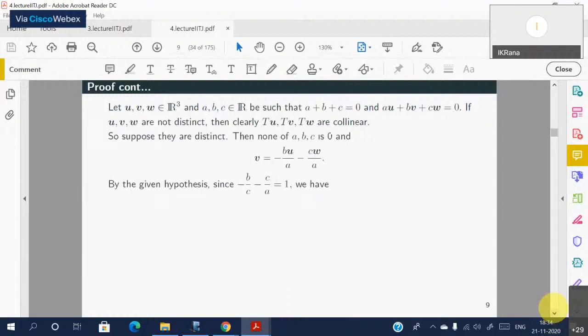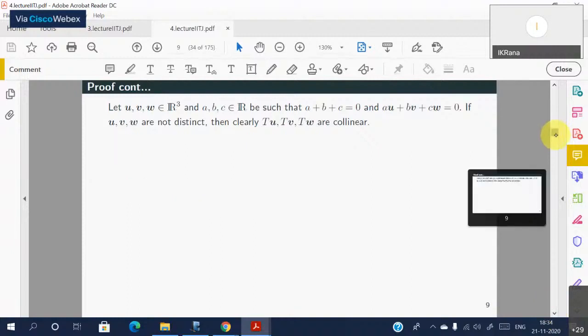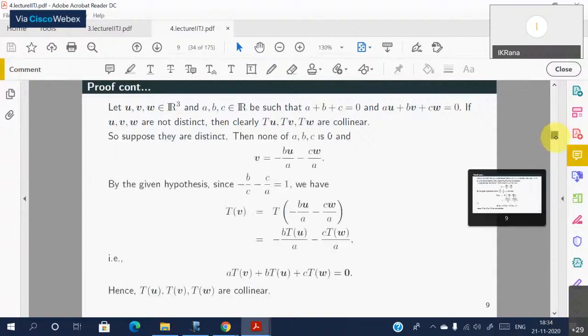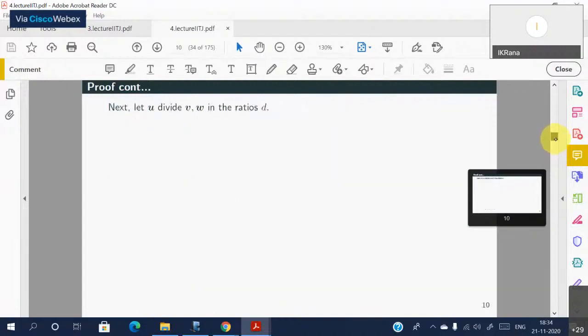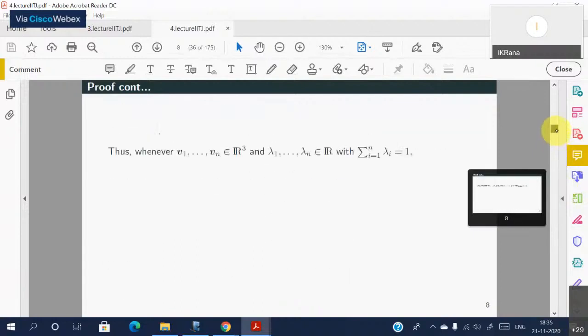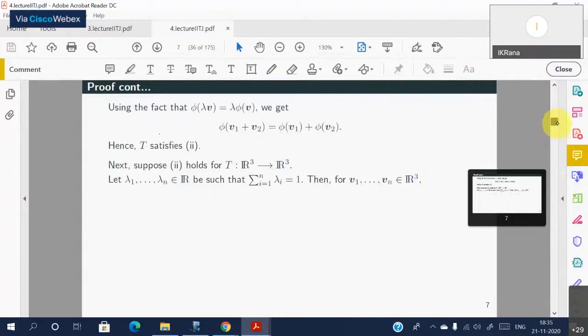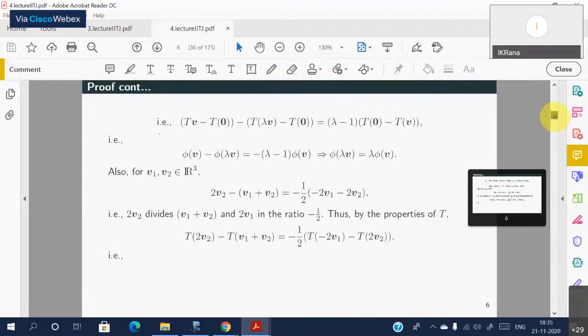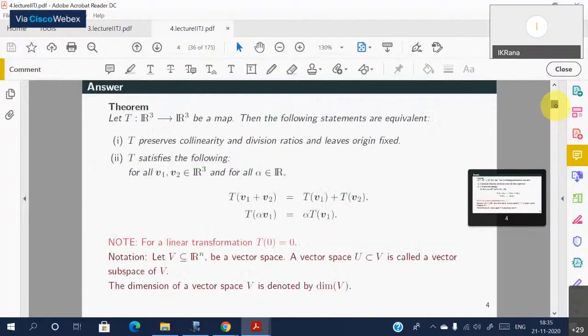Let me skip the remaining argument here. The collinearity can also be proved by similar arguments, by writing A, B, C, dividing them in a particular ratio, and doing it. So let me slowly slide it through, so that you can later try to verify by looking at the proof.